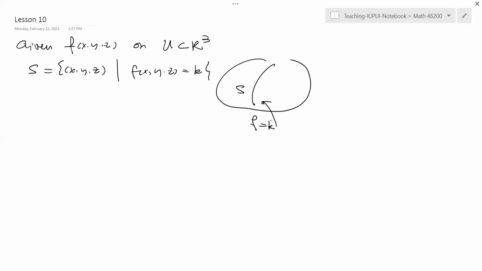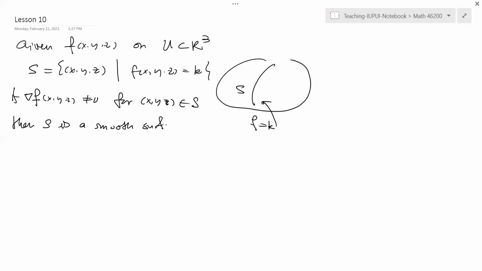Now the question is whether this is going to be a smooth surface. All I have to do is make sure that if the gradient is not going to be 0 for any point in the surface, then S is a smooth surface. Right? That's what the theorem says. And actually, you can view this as a graph of some function.